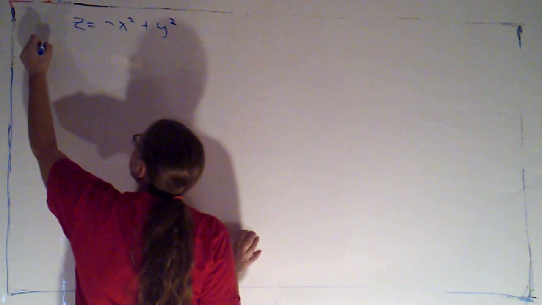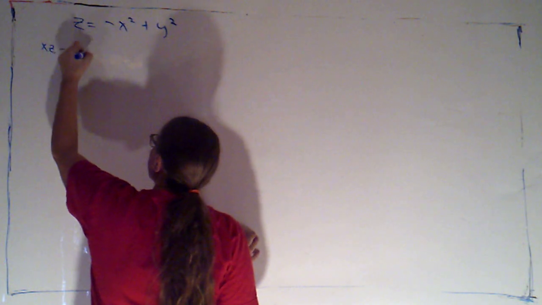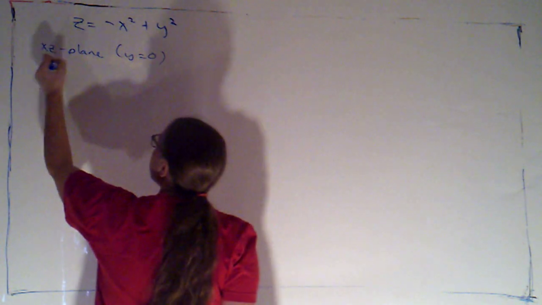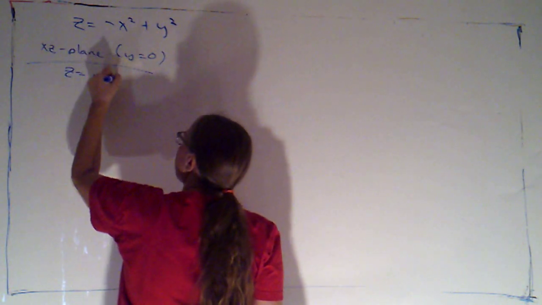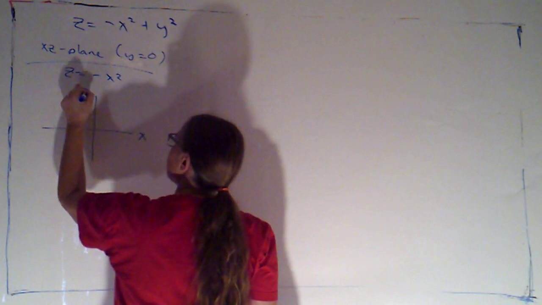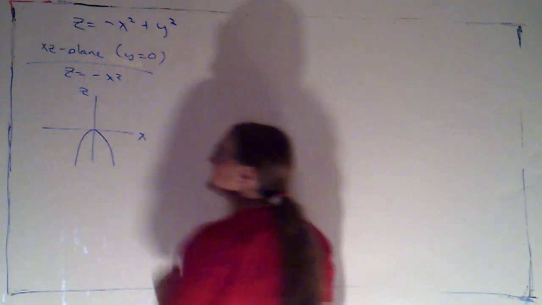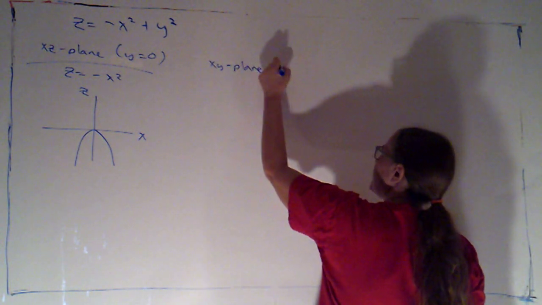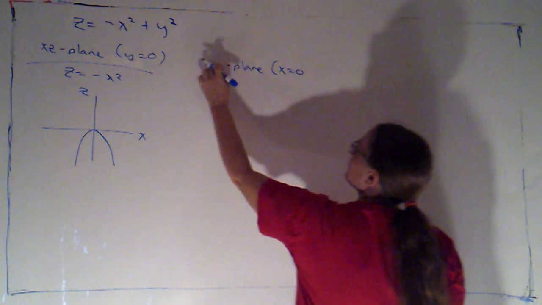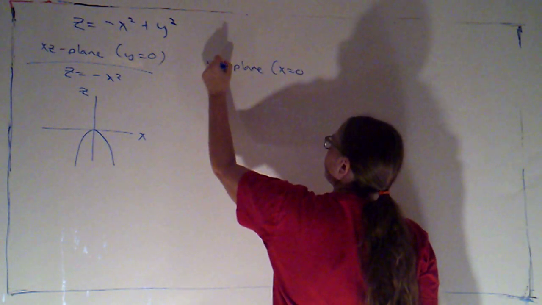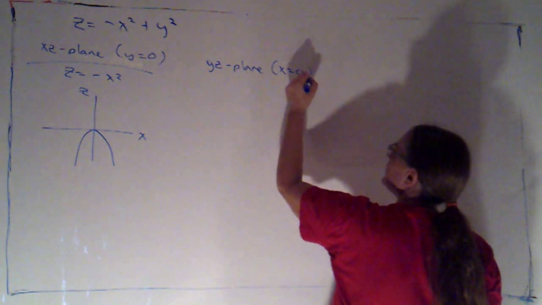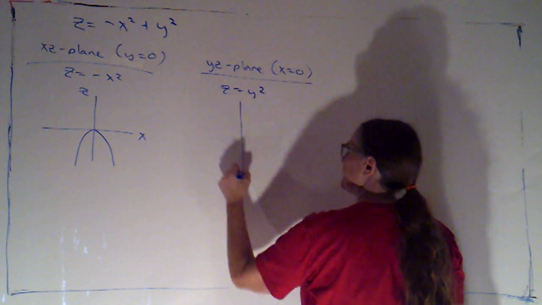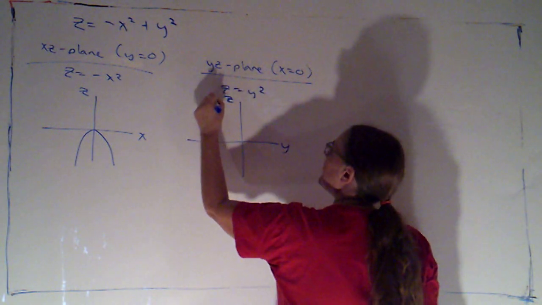So if I take a look in the xz plane, which would mean y equals 0, that just kills off that term, I'm getting z equals negative x squared. And as we discussed, that's just going to be a parabola that opens down. If I take a look in the yz plane, which has as its equation x equals 0, I'm going to get z equals y squared. Now that's a parabola that opens up.